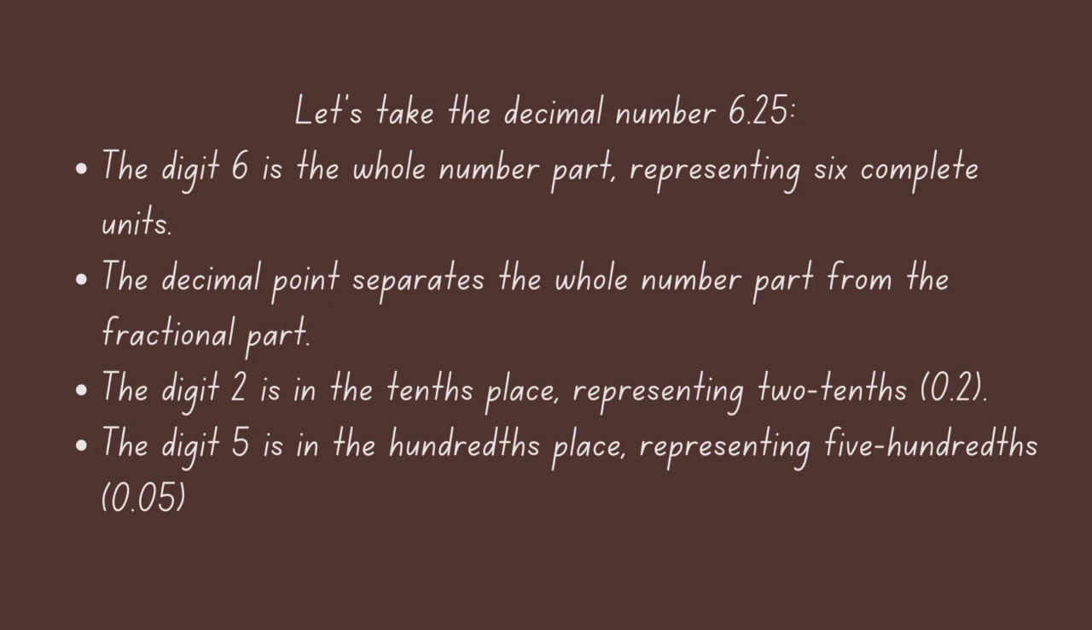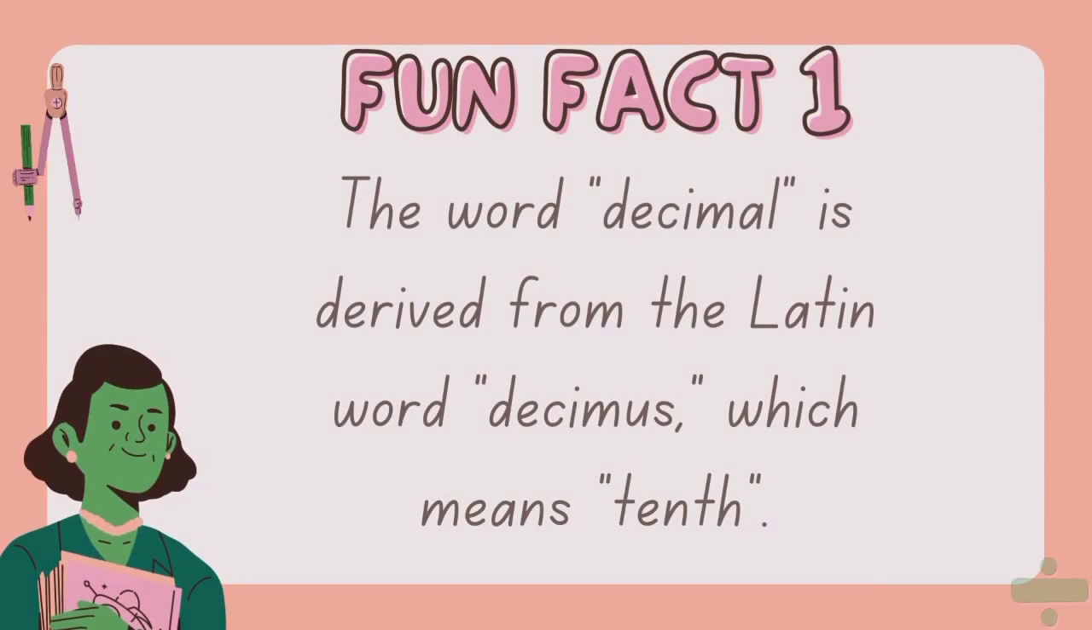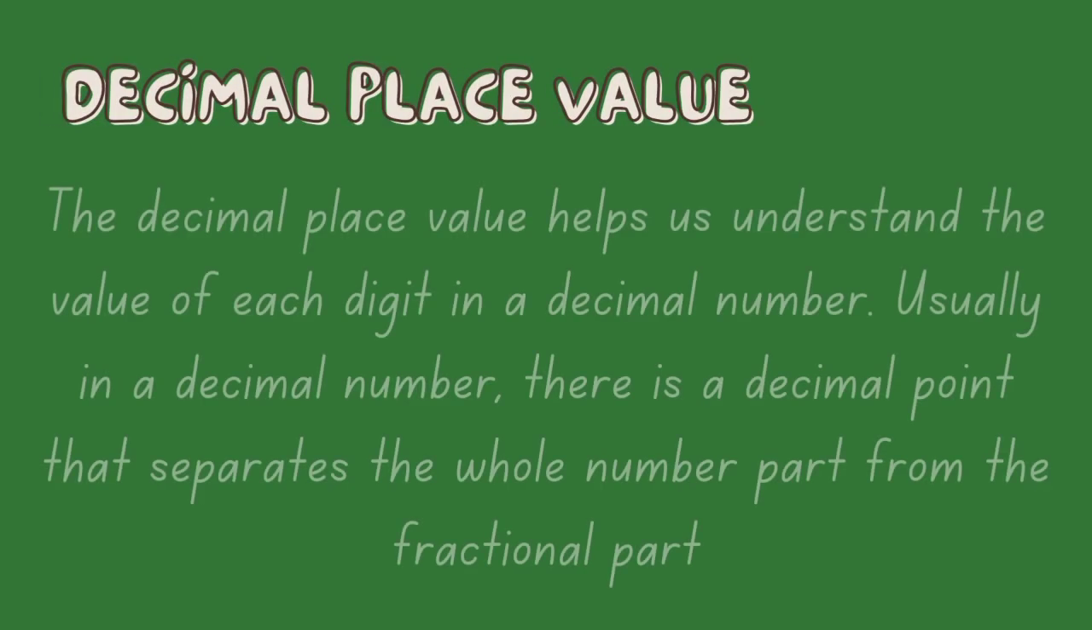Let's take the decimal number 6.25. The digit 6 is the whole number part representing 6 complete units. The decimal point separates the whole number part from the fractional part. The digit 2 is in the tenths place representing 2 tenths, 0.2. The digit 5 is in the hundredths place representing 5 hundredths, 0.05. Fun fact 1. The word decimal is derived from the Latin word decimus, which means tenth.